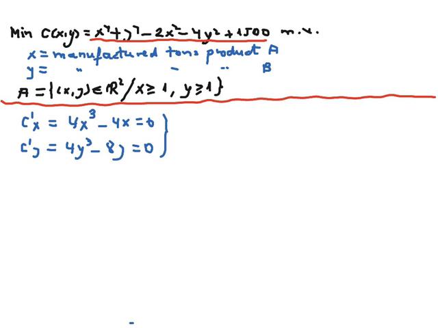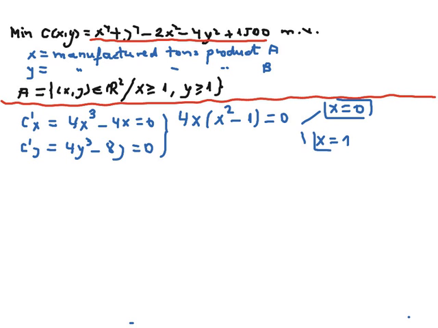The first equation, I can take a common factor for x, x squared minus 1 equal 0, which has the solution x equals 0, x equal 1 and x equal -1.